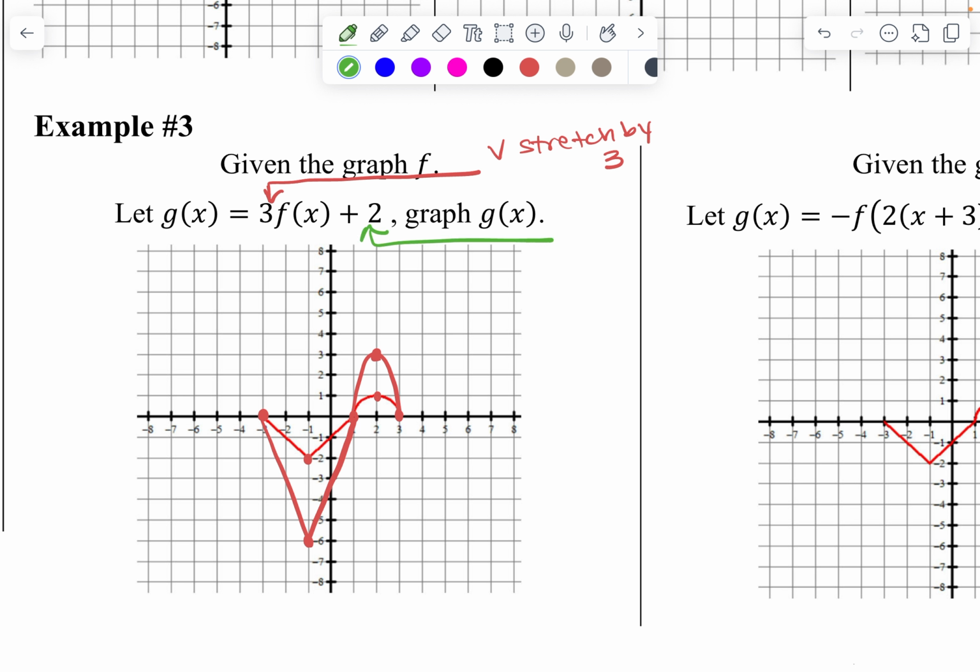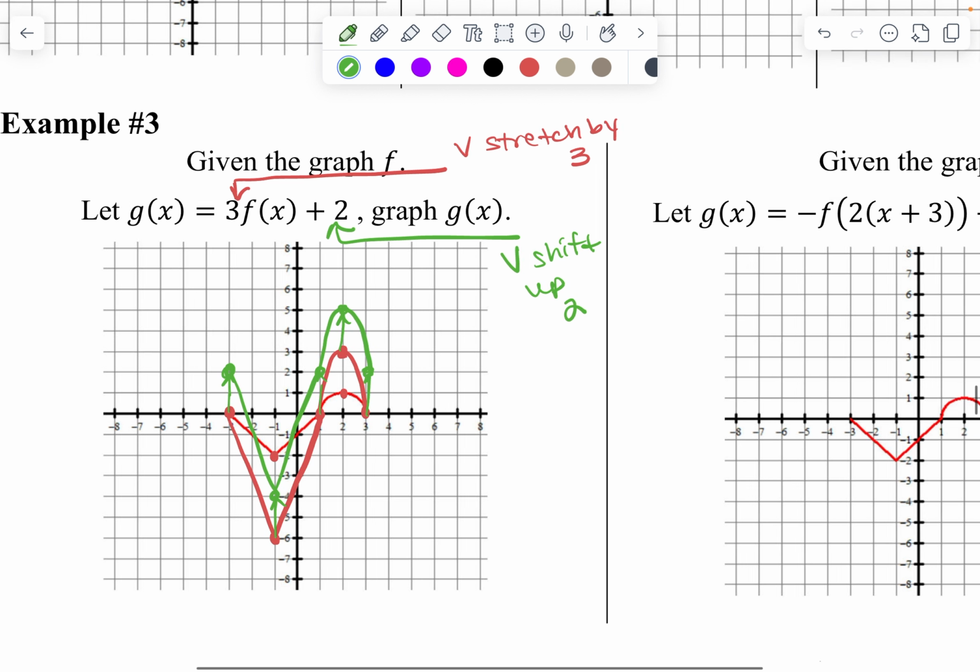Now, I'm going to also look here. This is an addition outside of the parentheses, so it's a vertical shift up by 2. So every point is now also going to go up 2. So we move this up 2. Every point that was already stretched is now just shifting up by 2. And now we can connect those dots to make the final drawing.